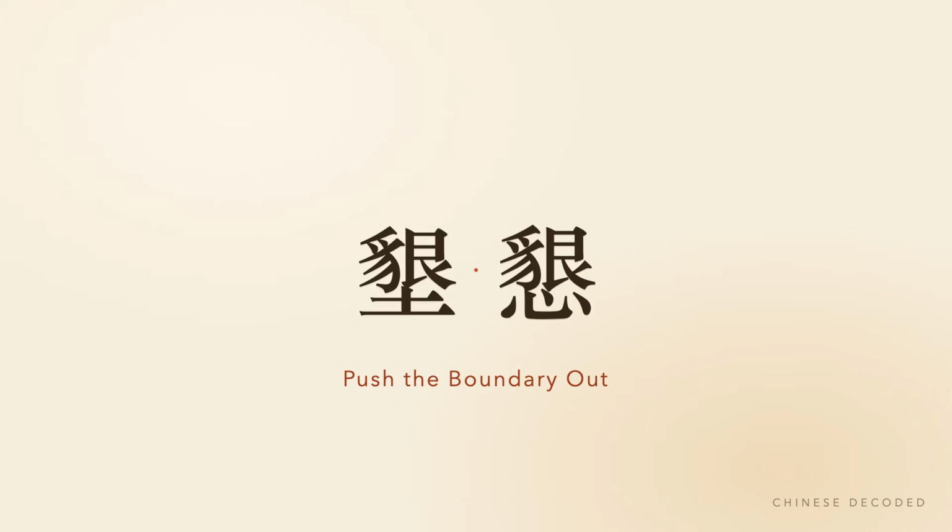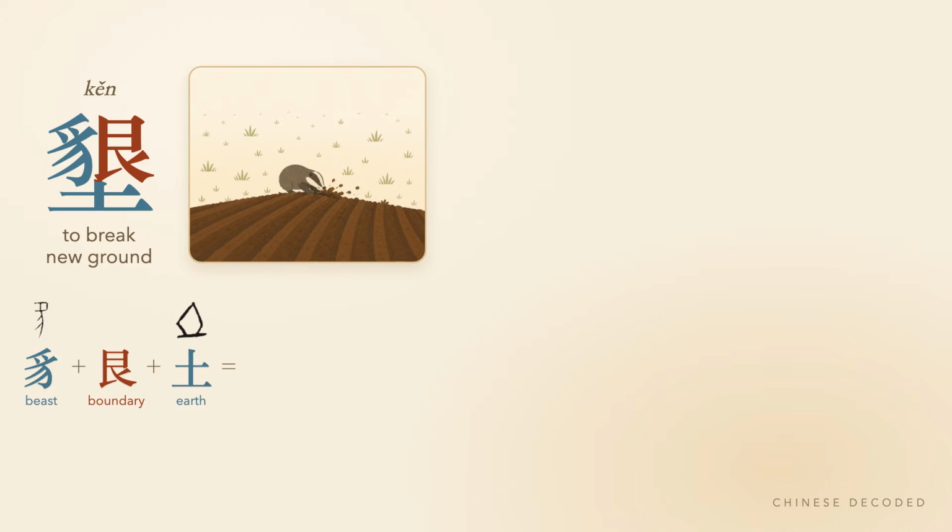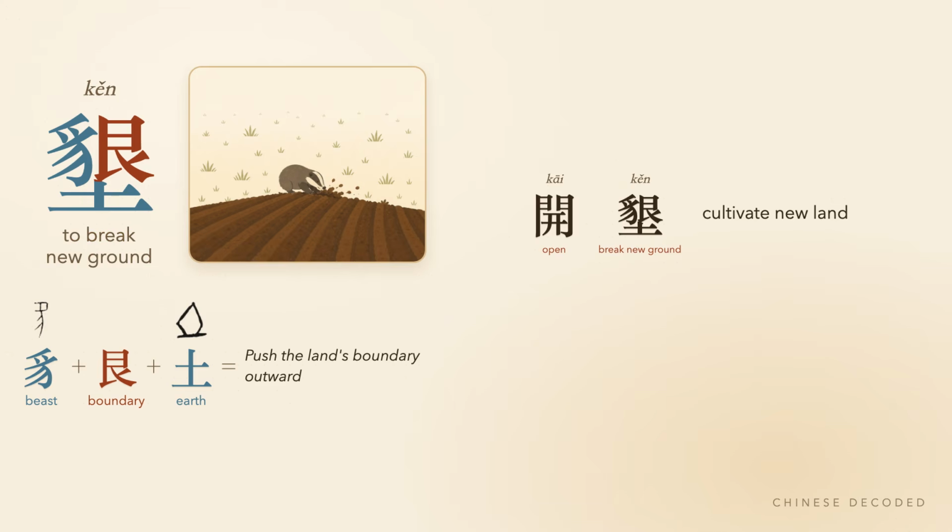A boundary can also be pushed outward. 垦: a beast, a boundary, and earth. The beast acts on the edge of the land, digging it, pushing its boundary outward to break new ground. 开垦, open plus break new ground, cultivate new land. 垦荒, break new ground plus uncultivated land, cultivate new land.